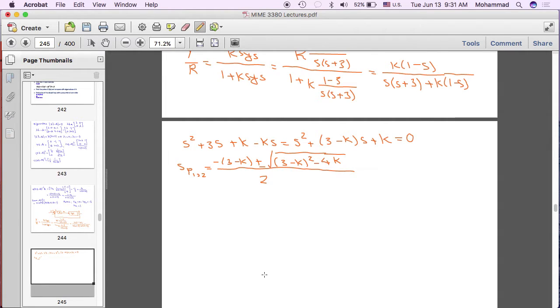Okay, so we can make another little table here. So K values would be on the top, and values of s, p1 and p2, at the bottom. So when K is 0, what are the two values of the poles of the closed loop system?